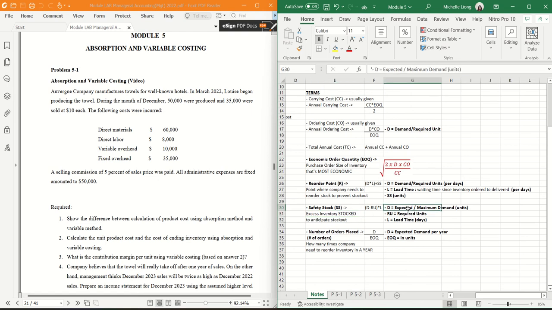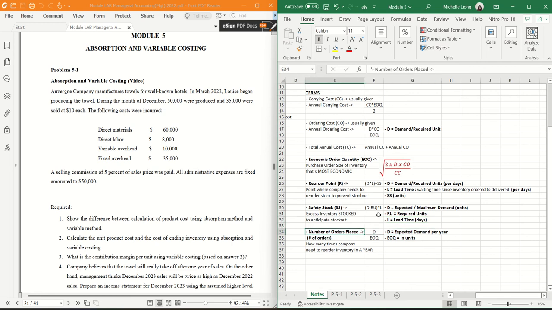So this D is different from just now. Before, D was demand or required units. For this safety stock, the D is expected or maximum demand in units. So it's the expected demand that we need. Minimum RU is the required units to produce. So we need to subtract it, and we know how much our safety stock is. And then L is the lead time, so we know the waiting time in days.